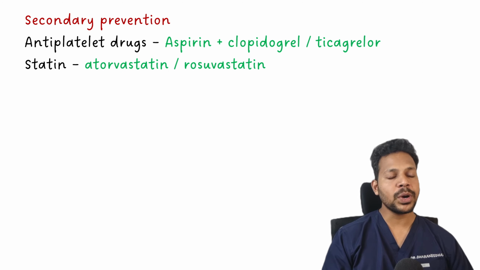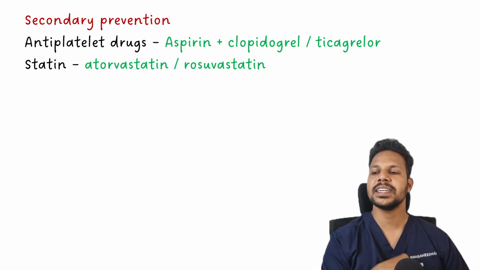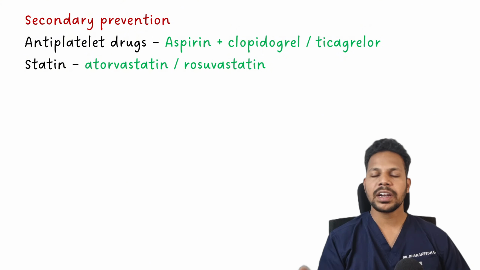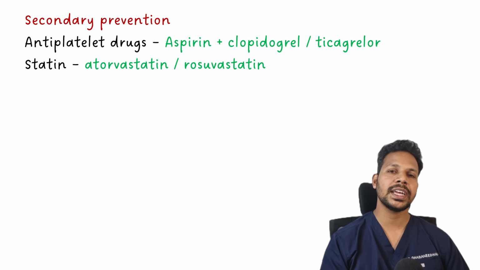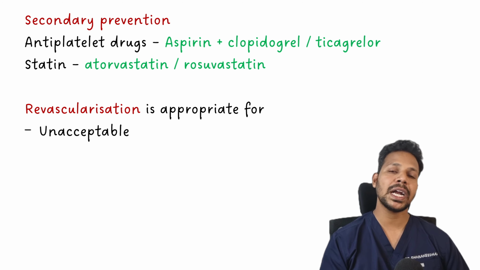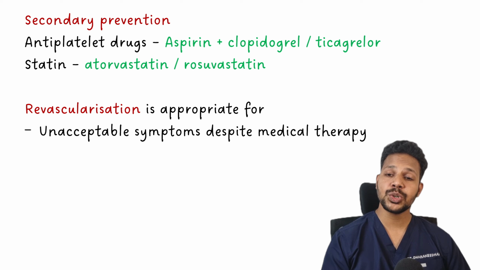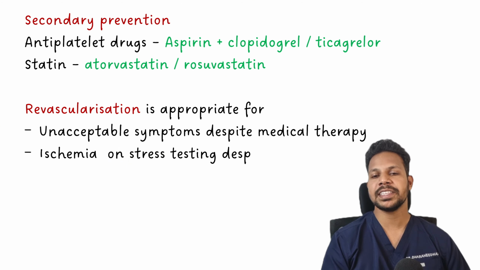Now, we have already spoken about the anti-anginal medication. When is revascularization required? Revascularization is nothing but doing angioplasty and placing the stent in the coronary vessels or doing a coronary artery bypass graft. When is this required in a case of stable angina? When the patient is having unacceptable symptoms despite medical therapy. When the stress testing is showing ischemia despite giving medical therapy.